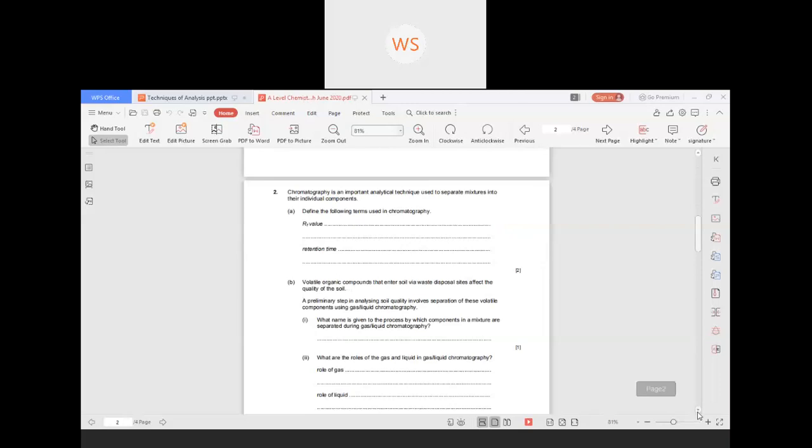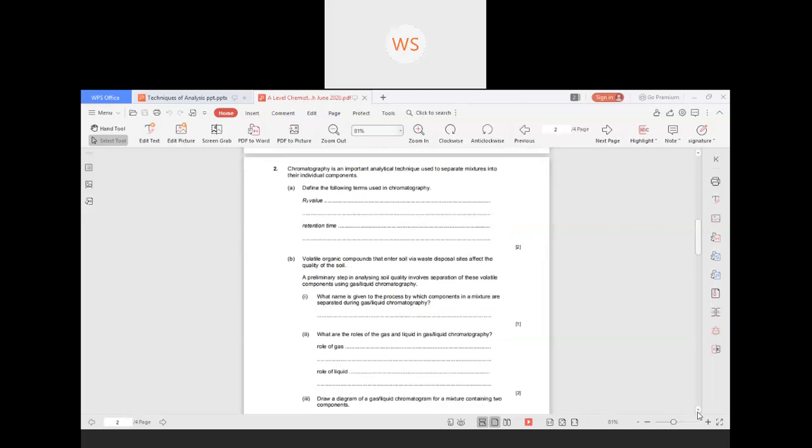And then this one, number two: chromatography is an important analytical technique used to separate mixtures into their individual components. Define the following terms used in chromatography. What is meant by RF value? Retardation factor. It is how far the solute has traveled compared to the solvent. Exactly. And then retention time.